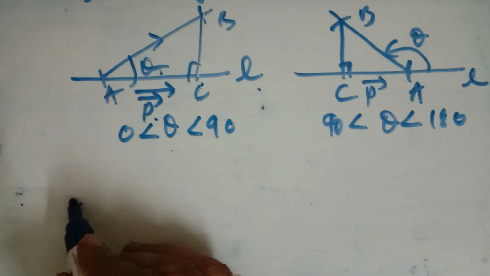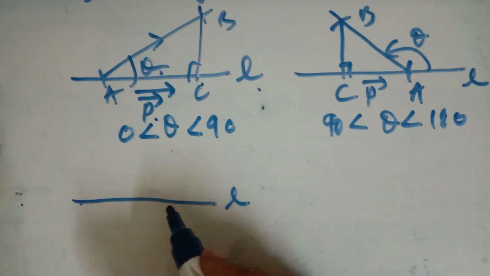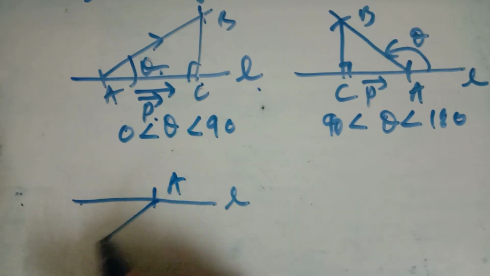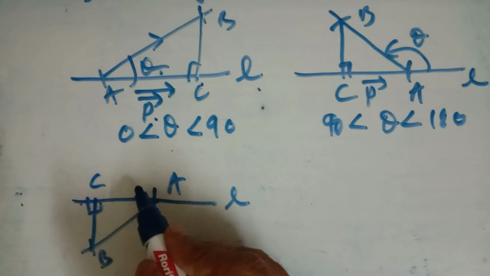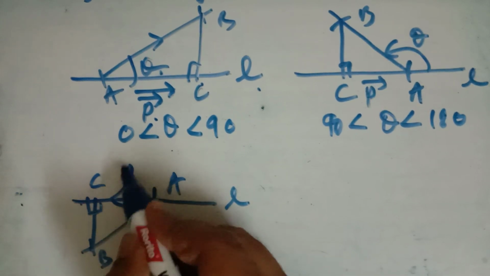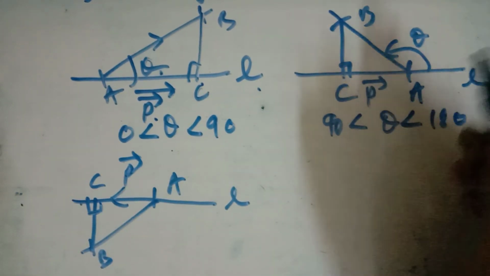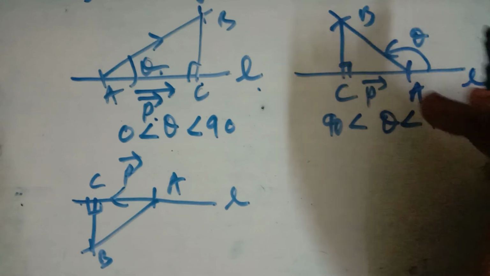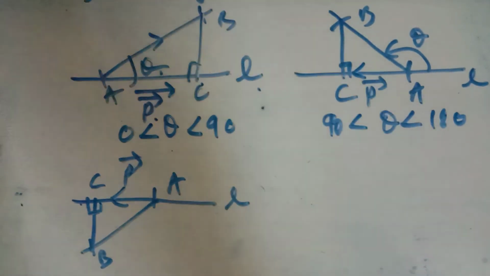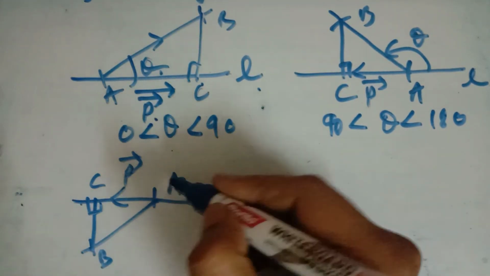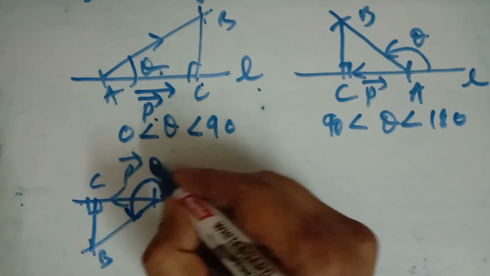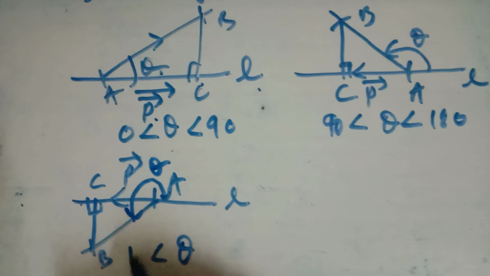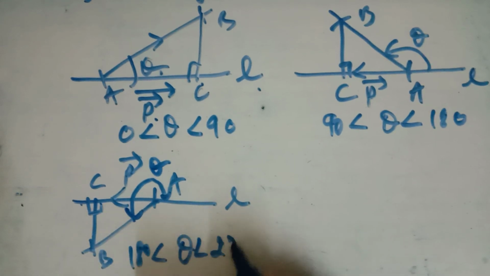Then in that case the figure will be line L, this and this, the vector AB. This is perpendicular to this, and this is C, and this is the direction of this. This is the vector P, and this is the direction of this vector. This is P, and the direction of AC, and this angle made by AB with the line will be theta, and this theta is greater than 180 and less than 270.